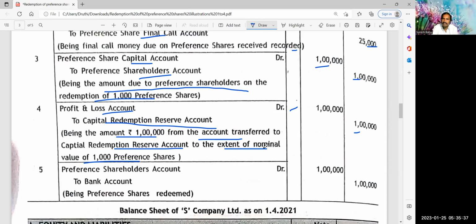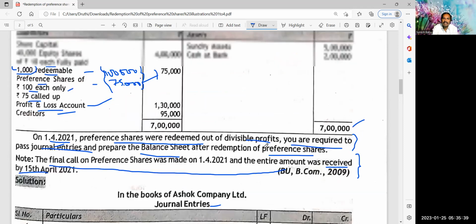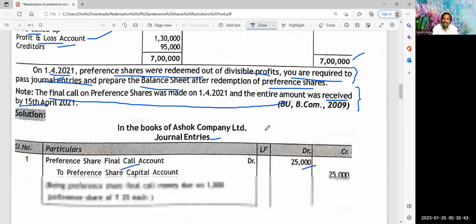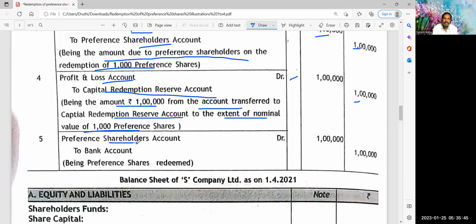Now the money is ready with you. Then see the balance sheet. Cash at bank is 2 lakh. You need only 1 lakh. Then you can repay. Preference shareholders account debit to bank account, 1 lakh, 1 lakh. Preference shares redeemed.